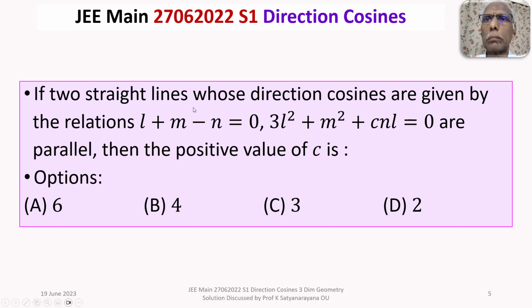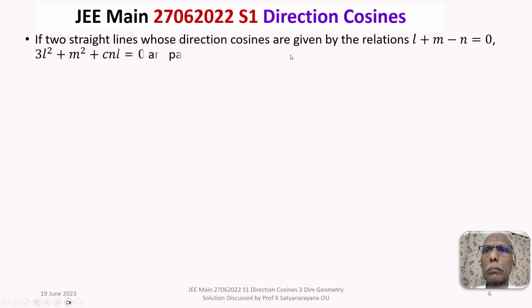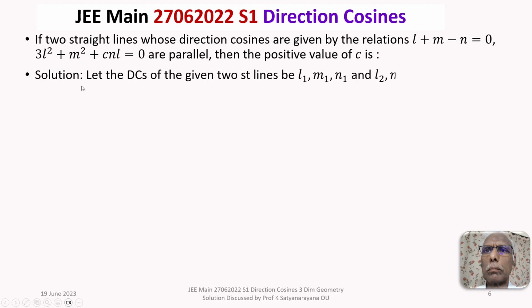We are given two straight lines, and the direction cosines of these two straight lines satisfy the equations l + m - n = 0 and 3l² + m² + cnl = 0. Further, it is given that these two straight lines are parallel, and we are required to find the positive value of c. That is the given question to us. We now discuss the solution of the problem in detail.